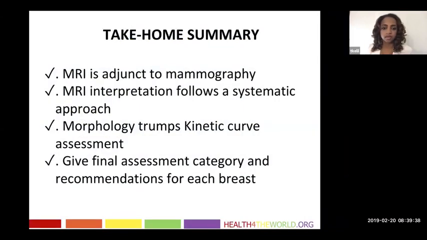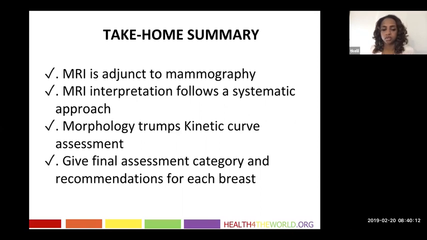So the take-home messages are MRI is an adjunct to mammography. So it's a very robust tool, but it does not replace mammography. And it's not always available in all parts of the world. So while it's really important to know how to read an MRI, or we should recommend MRI to the appropriate population of patients when available, you should remember that it's an adjunct to mammography and it does not replace mammography.